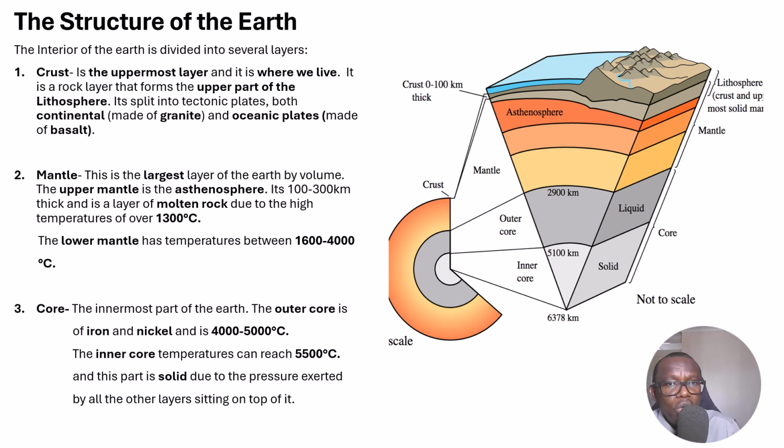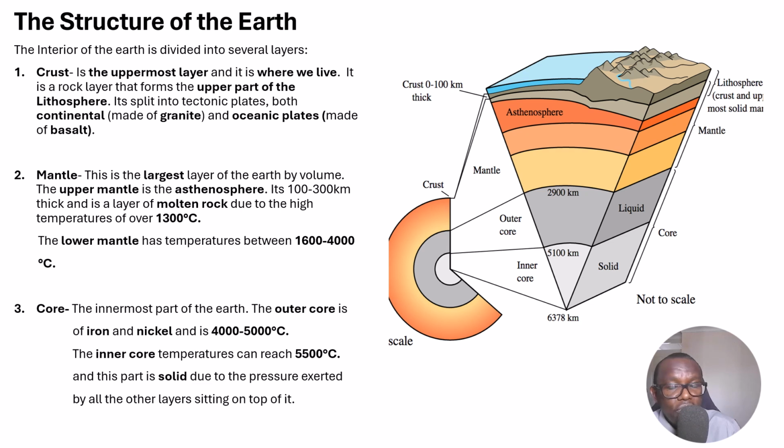Today we are going to be looking at tectonic hazards, and the first thing that we're going to do is look at the structure of the Earth. So the interior of the Earth is divided into several layers, the first one being the crust, and the crust is the uppermost layer, and this is where we live. It's a rock layer that forms the upper part of the lithosphere. And it's split into tectonic plates.